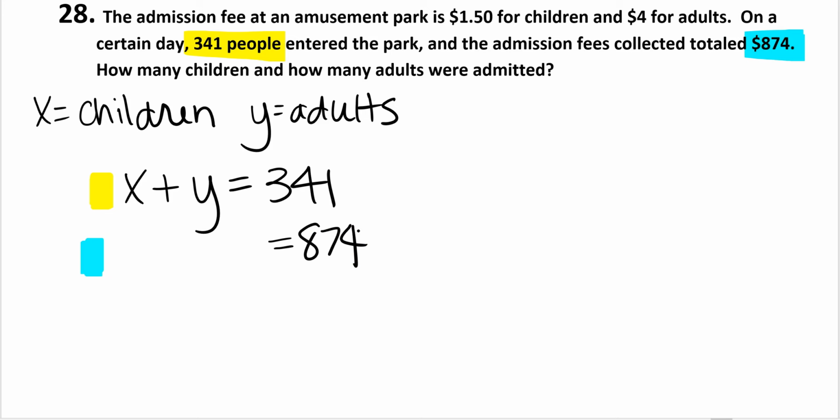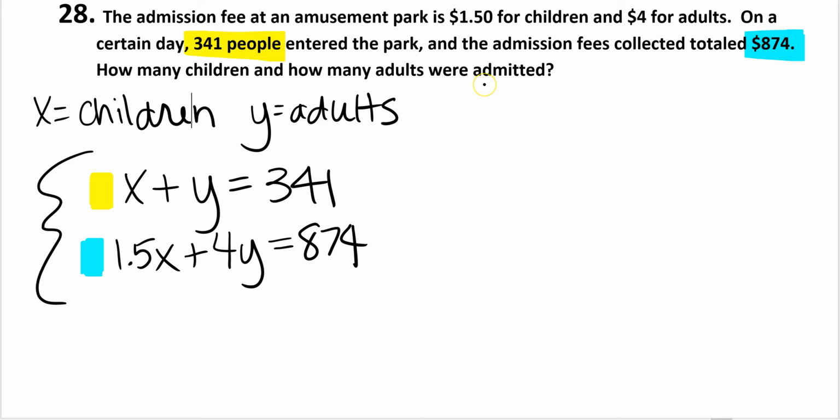Well, how do we get that? So for every child ticket, it was $1.50. So $1.50 or 1.5 times x, plus for every adult ticket, it was $4. 4 times y equals 874. And so now we can solve this system of equations here. I'm going to use substitution.